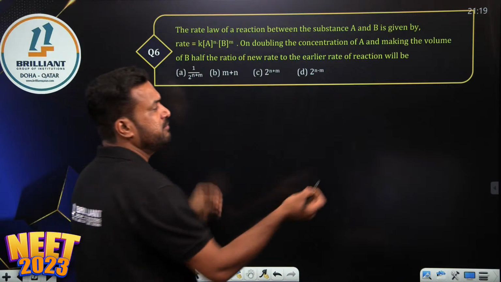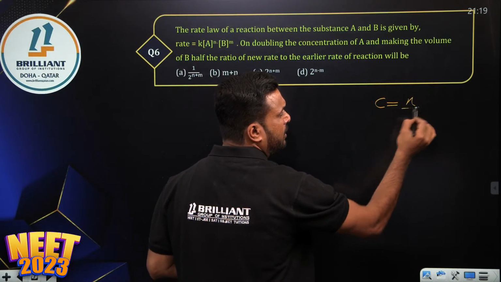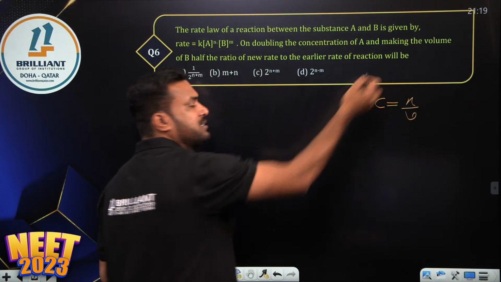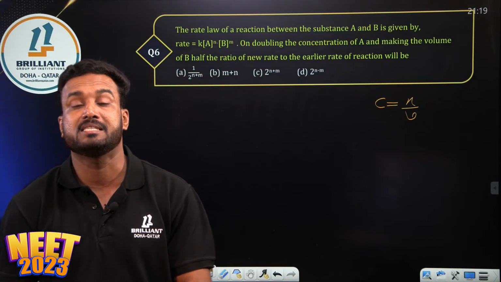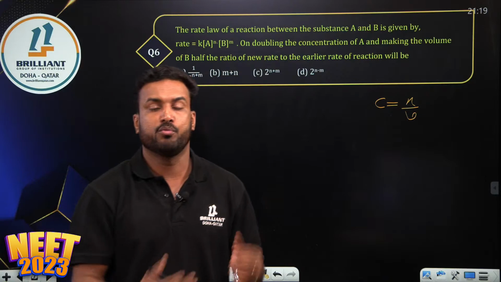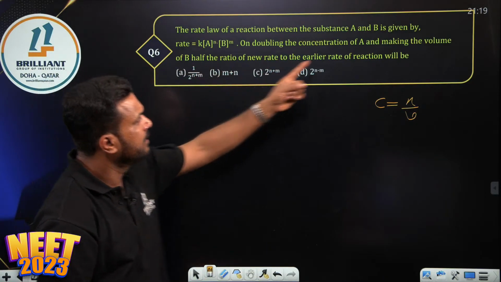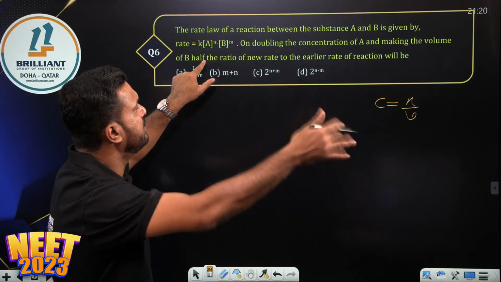What is the relationship between volume and concentration? We have an equation, concentration C is equal to n by V. So volume getting halved means concentration will be double. So the relationship between concentration and volume is inversely proportional. So when volume gets halved, concentration will be double. So here indirectly they are saying volume of B half, which means concentration will be double.